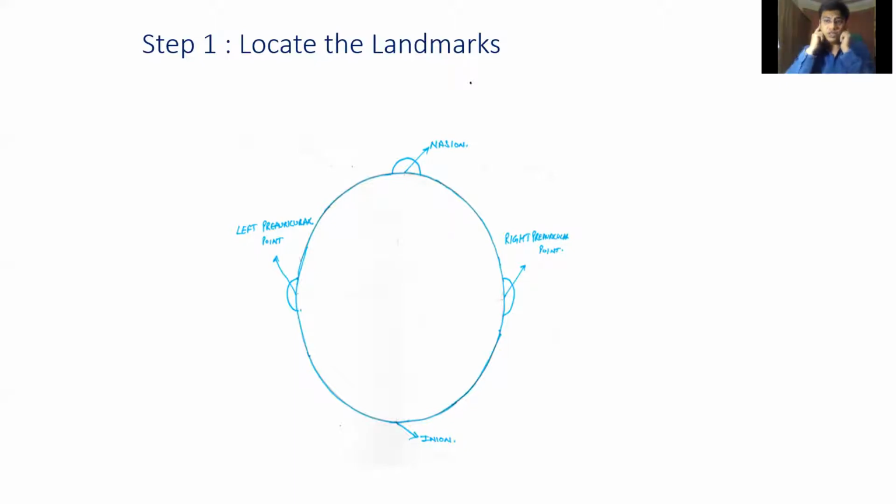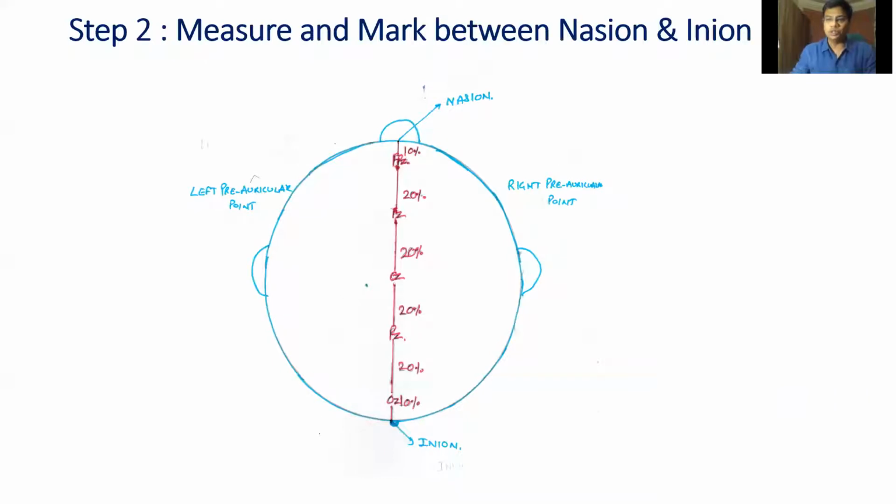Now these two notches in the ear, which you can feel yourself, are called the preauricular points. So these 4 points have to be located first. This is step 1. Step 2 is, once you find these points, you need to measure from nasion to inion, using intuition. You have to have good intuition.